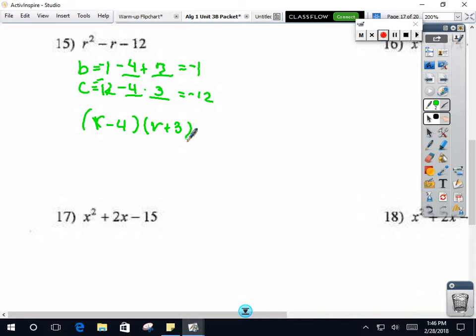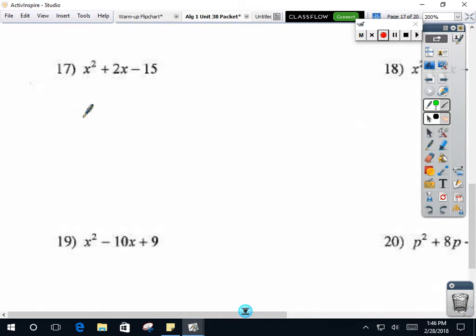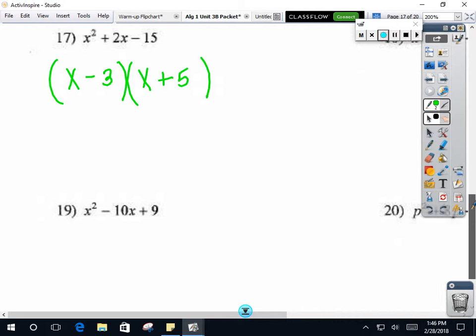Okay, I'm going to do the other 2 because we're running low on time and I have something else to teach. Number 17, yes. We're looking for 2 numbers, and the 2 numbers must multiply to give you a negative 15 and add to give you a 2. Negative 3 and positive 5 will work because they multiply to make a negative 15 and they add to make a positive 2. Okay, what about number 19?